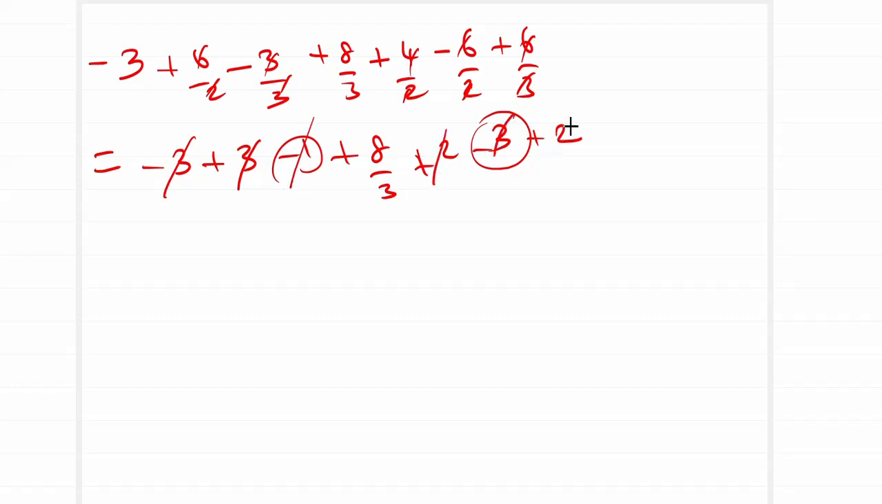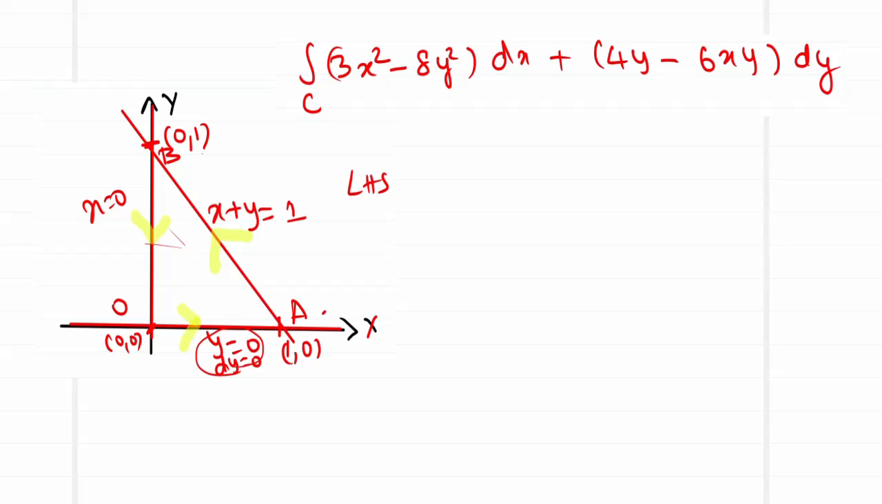Minus 4 and plus 2 is plus 4. It cancels off, leaving you with the second curve answer as integral along AB as 8 by 3. Now two curves are over. Let us move to the third curve. What is going to be the third curve? Integration along the line BO.